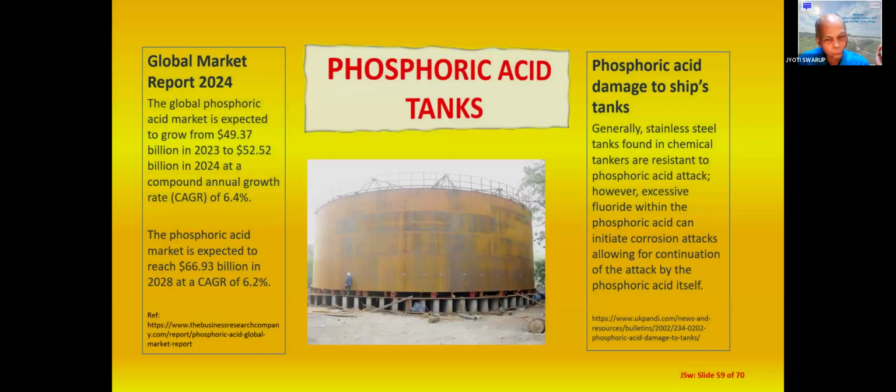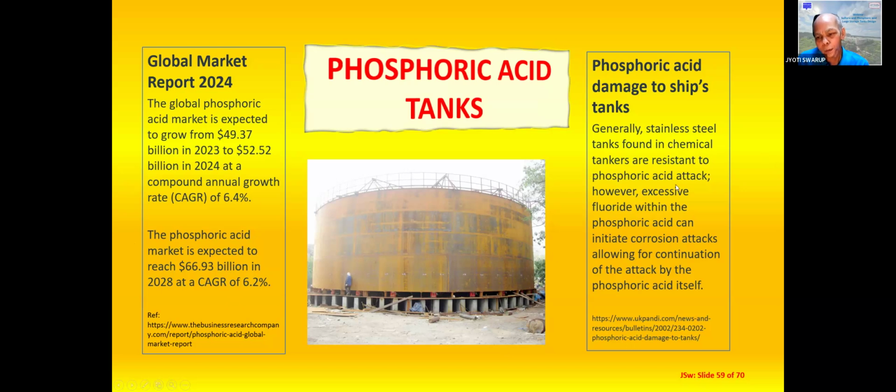So this was all about the sulfuric acid tanks. I have covered here a few of the phosphoric acid tank details, which is not as corrosive as the sulfuric acid tank, but as you saw, it has almost similar properties, but less corrosive than sulfuric acid. And phosphoric acid is also quite a large volume in the global market, $49 billion in 2023, and this is increasing to $52 billion in 2024, and could be even higher, $66 billion probably in 2028.